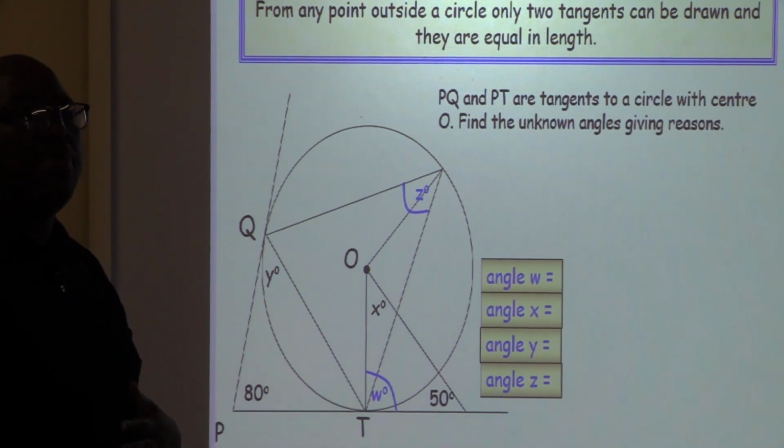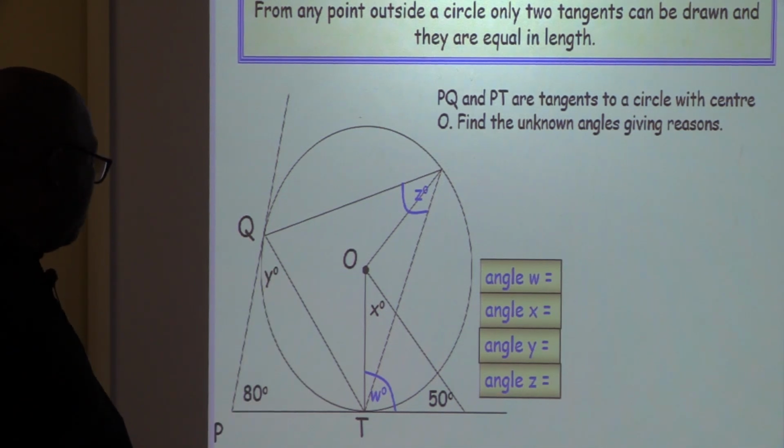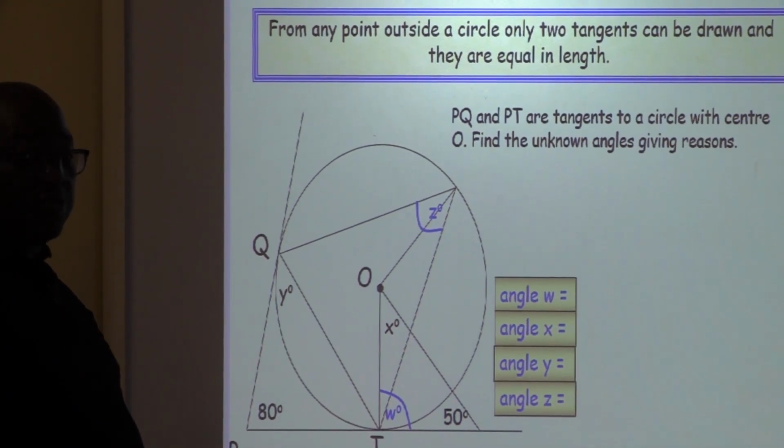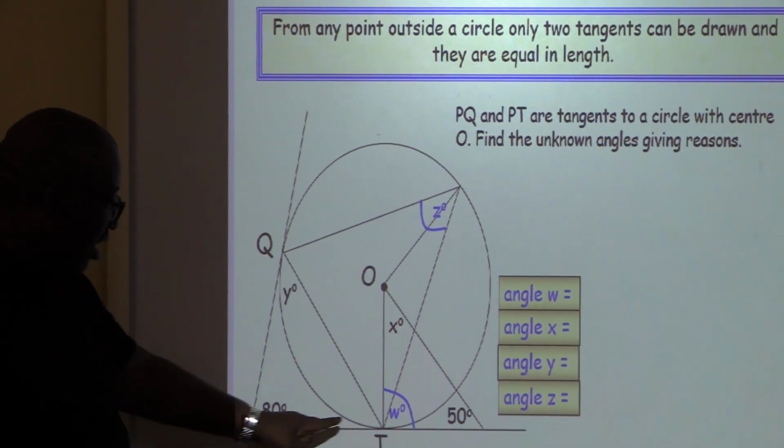Let me start from the bottom. Maybe let's look at two tangents from the same point. Do we have that in this diagram? Yes, we do. This is the tangent PQ, and another tangent PT.